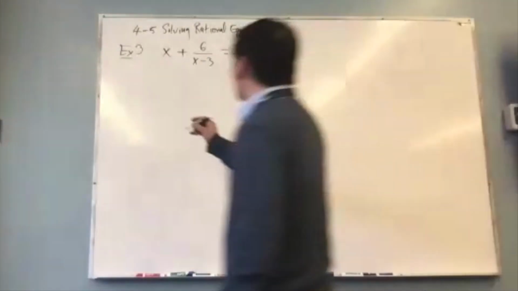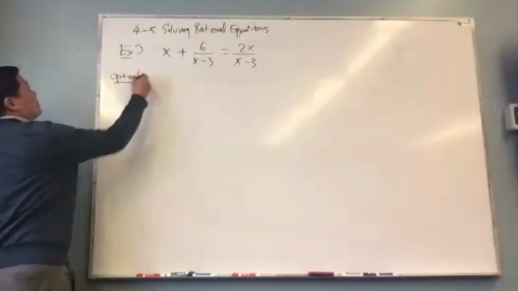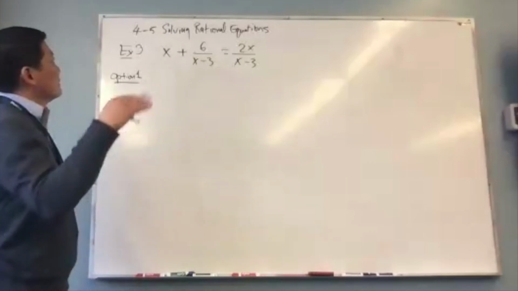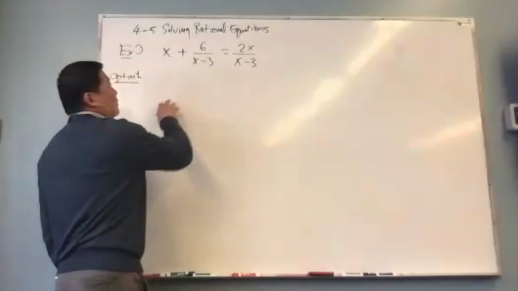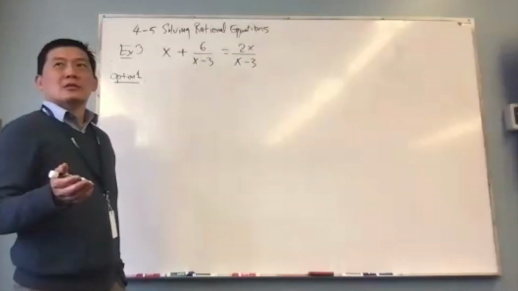All right, ready? Let's do this. Option 1. All right, ready? Come on. Option 1. All right, which option do you want me to do? Which method do you want me to do?